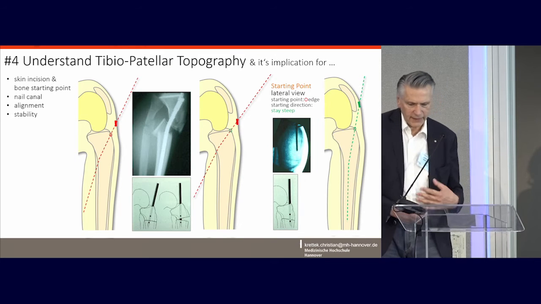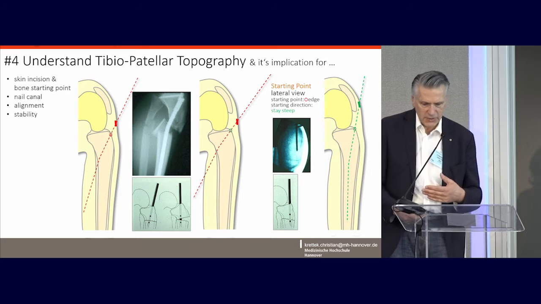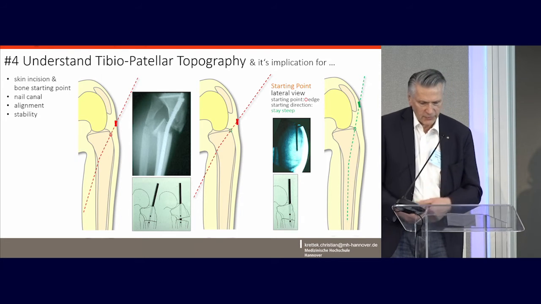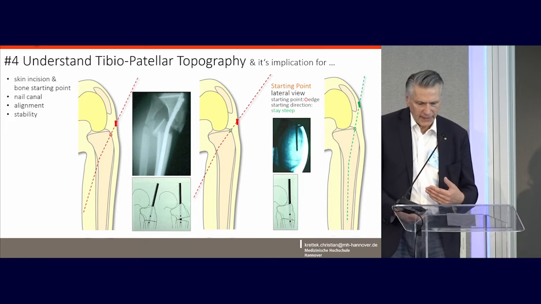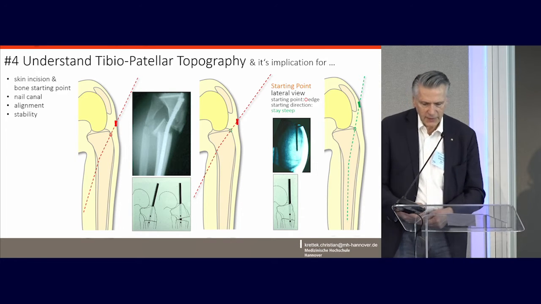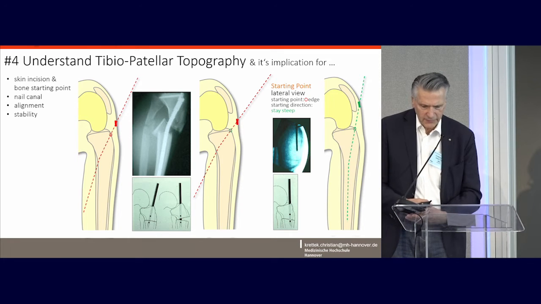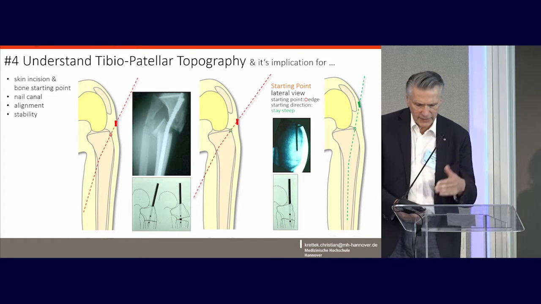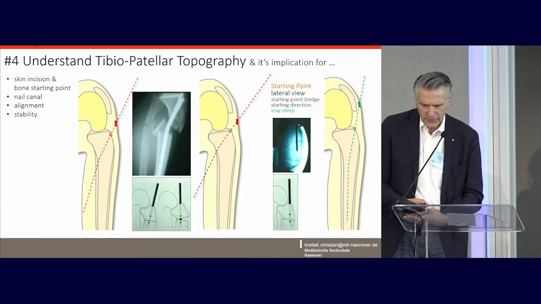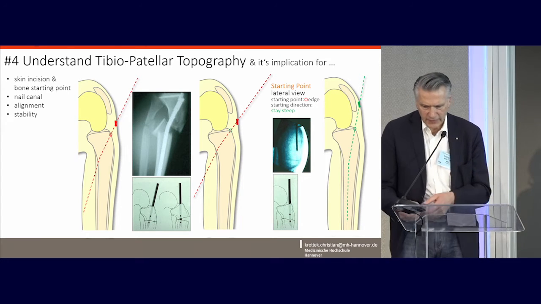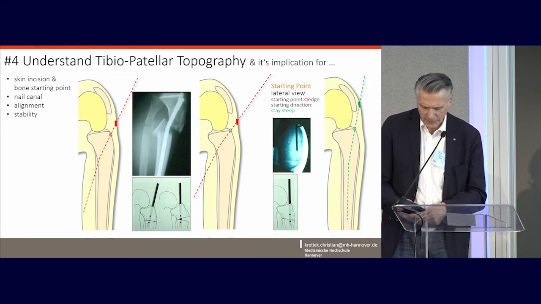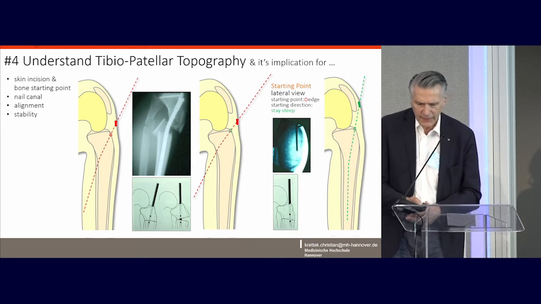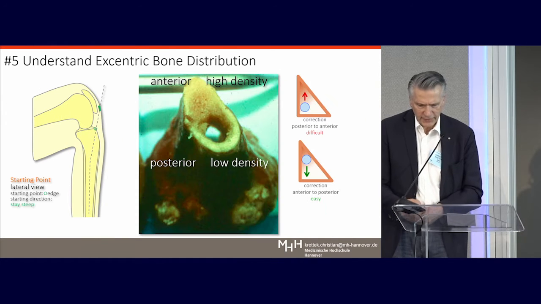Number 4 is to understand the tibiopatellar topography and its implication for skin incision and bone starting point, for the nail canal, the alignment and stability. On the left side, we see when we start with this transligament approach, when we come too deep, then we end up posterior, with a high risk of anterior to posterior translation. So it's important that we start, like seen on the right side, very, very steep in order to hit the medullary canal and to avoid this anterior-posterior translation risk.